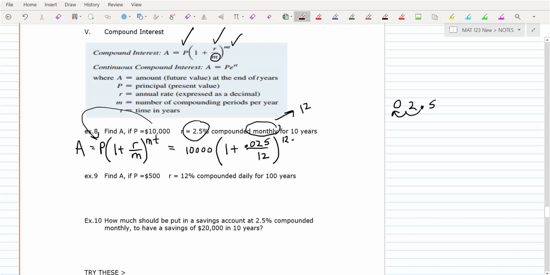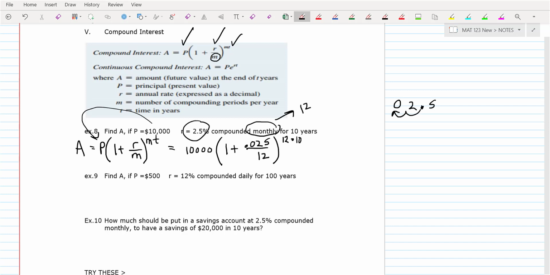So if you do interest 12 times a year for 10 years, you're going to do interest 120 times, right? So again, what you're doing is principal goes there, interest rate goes there, monthly, that's why that's a 12, and then 12 times the number of years like that. Does that make sense? It's all just a matter of knowing what everything in this formula means.